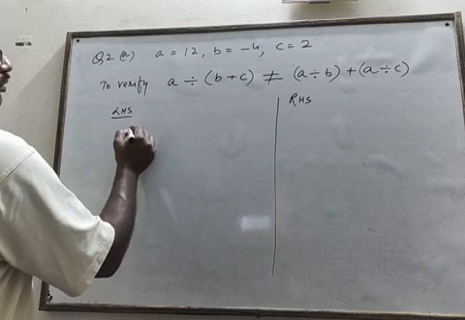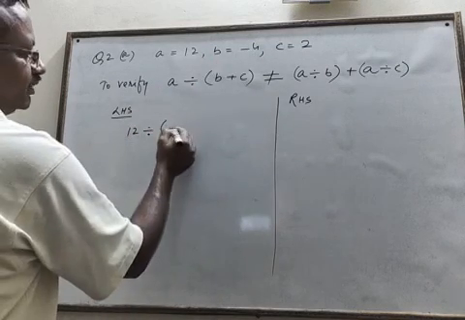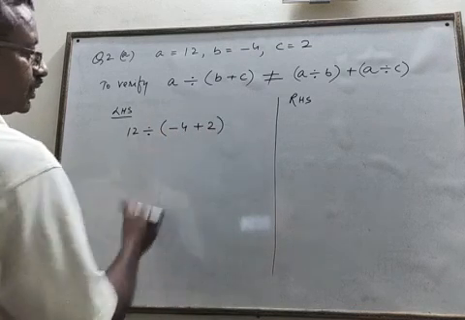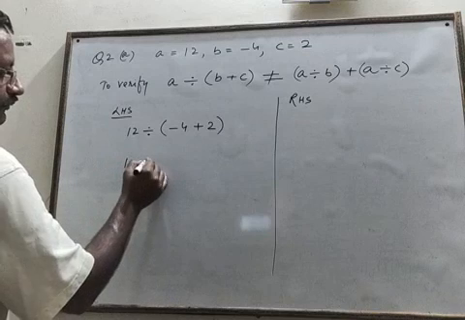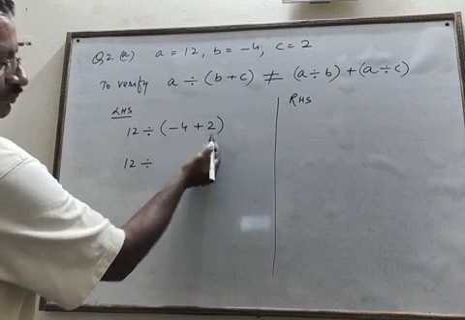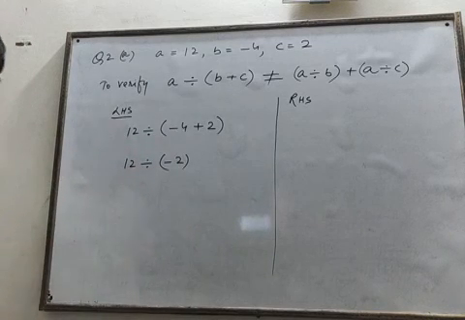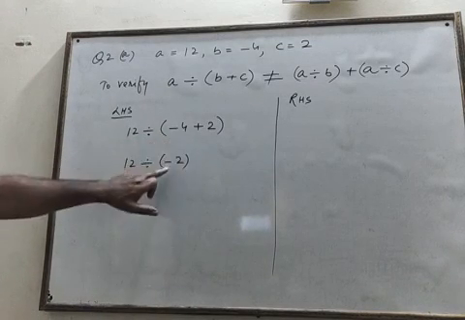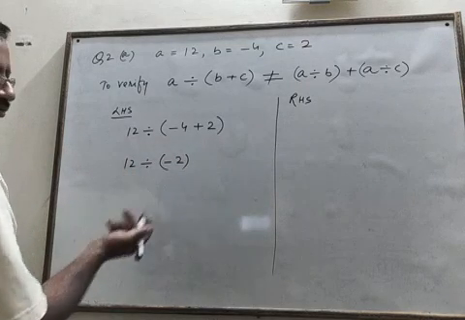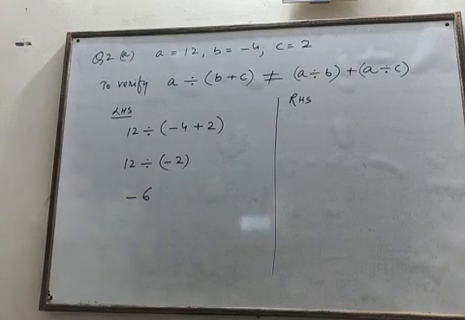So put A equal to 12, B equal to -4, C equal to 2. So 12 divided by, opposite sign figures will be subtracted, the big figure's sign will come in the result, so -2. They will be subtracted and the big figure is of minus, so the big figure's sign. 12 divided by -2, terms will be divided as usual, but the change sign will come in the result, -6.